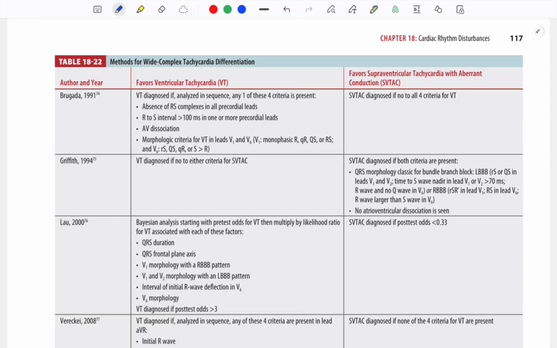So give a shock in unstable patients. Don't waste time. In a stable patient, the response to adenosine has been described as helpful in differentiating ventricular from SVT, because SVT will respond very well to adenosine. But rare forms of VT can also be responsive to adenosine. Not all wide complex tachycardias require antiarrhythmic agents or urgent electrical therapy. You can consult a cardiologist.